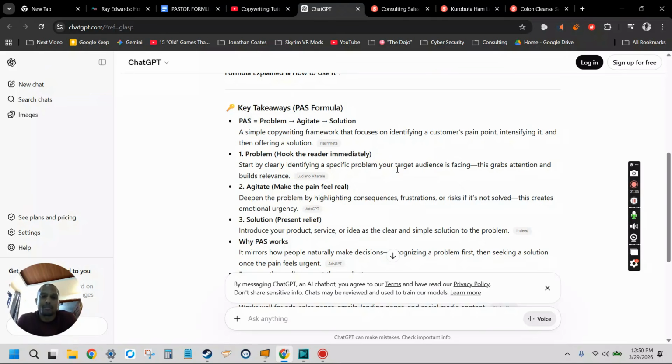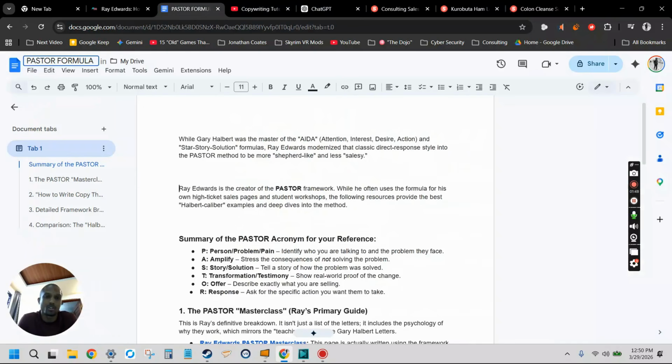And then you agitate the problem. As I was saying, you make the pain feel real. You deepen it by highlighting the consequences, frustrations, and the risk if it's not solved. This will create the emotional urgency. And then the S stands for solution. That's when you introduce your actual offer to them.